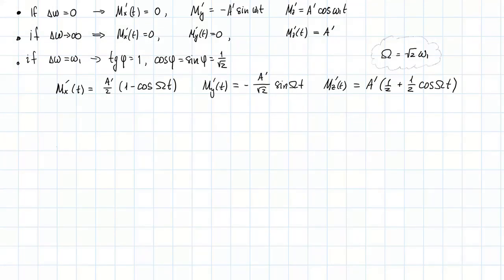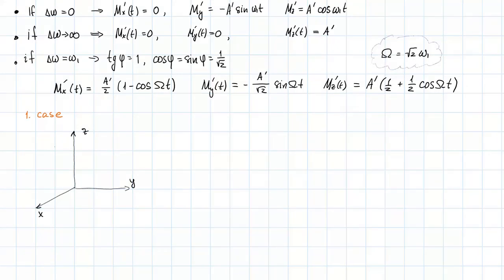Okay, now, let me demonstrate the obtained results graphically. In the first case, the effective magnetic field, and frequency, capital omega, are oriented along the x-axis in the rotating frame. Hence, the magnetization rotates in the yz plane, with the angular velocity, capital omega, which is equal to omega 1, here.